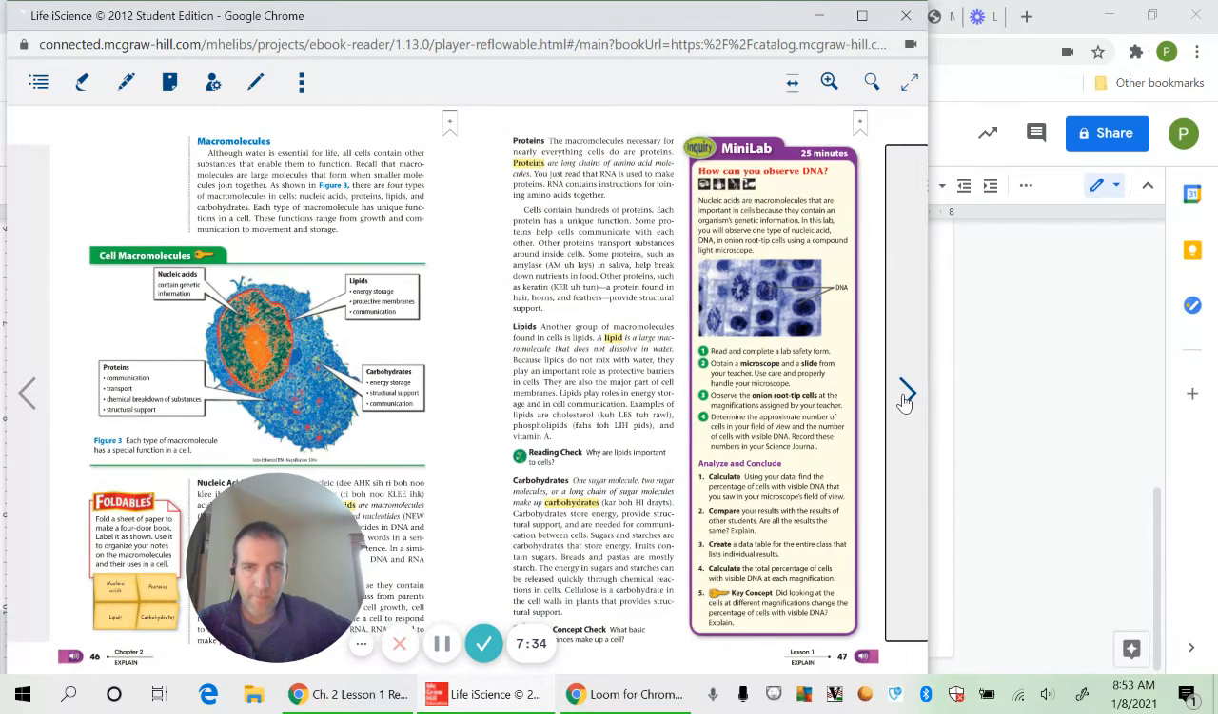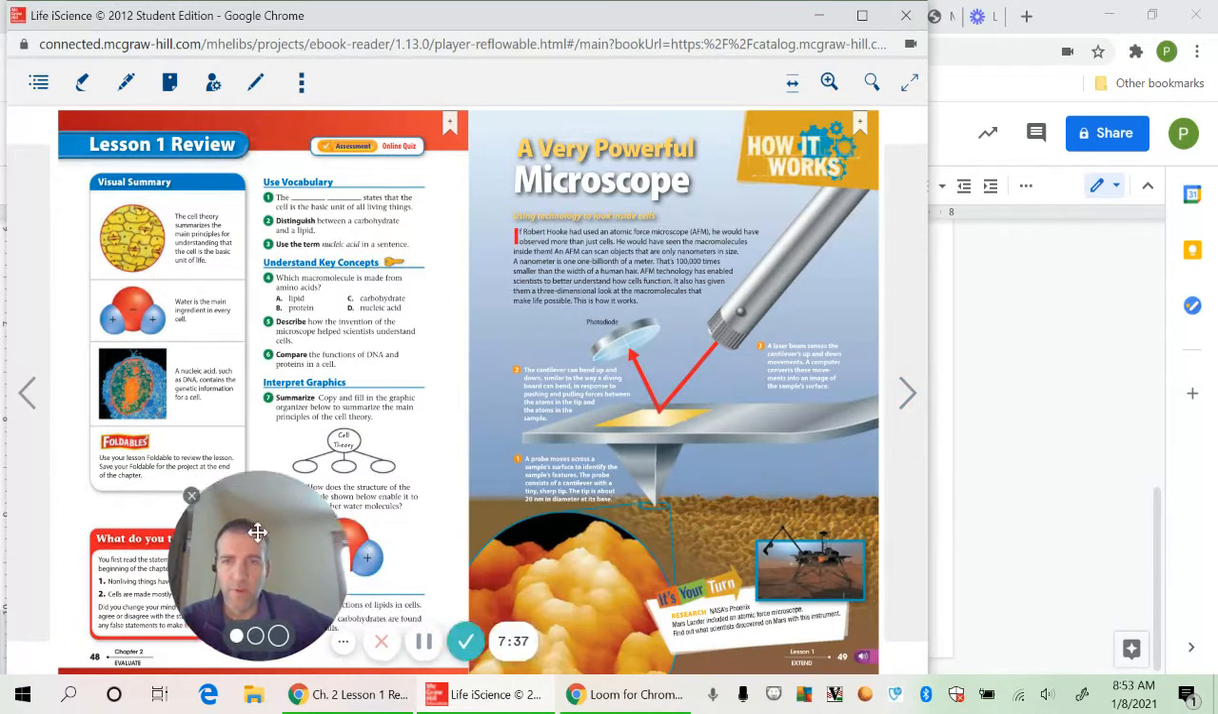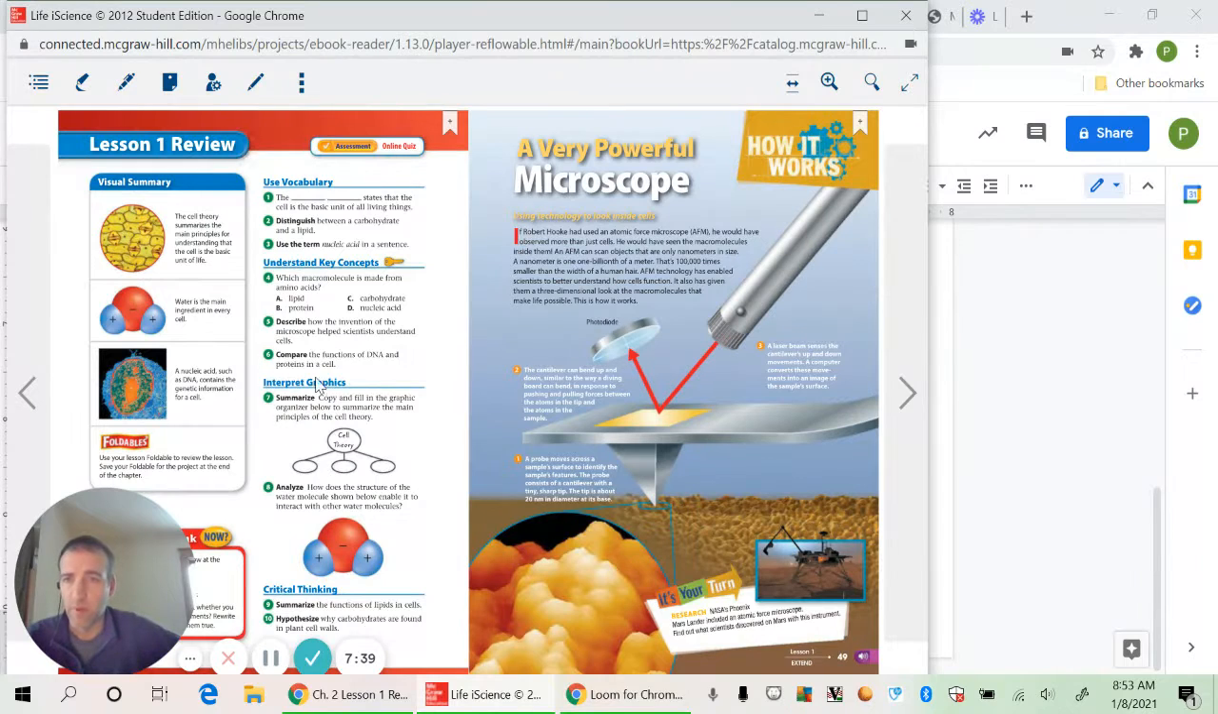And that's the review assignment. I pulled that right from the science book. I copied these 8 questions at the end of the first lesson. So that's what we're working on today.